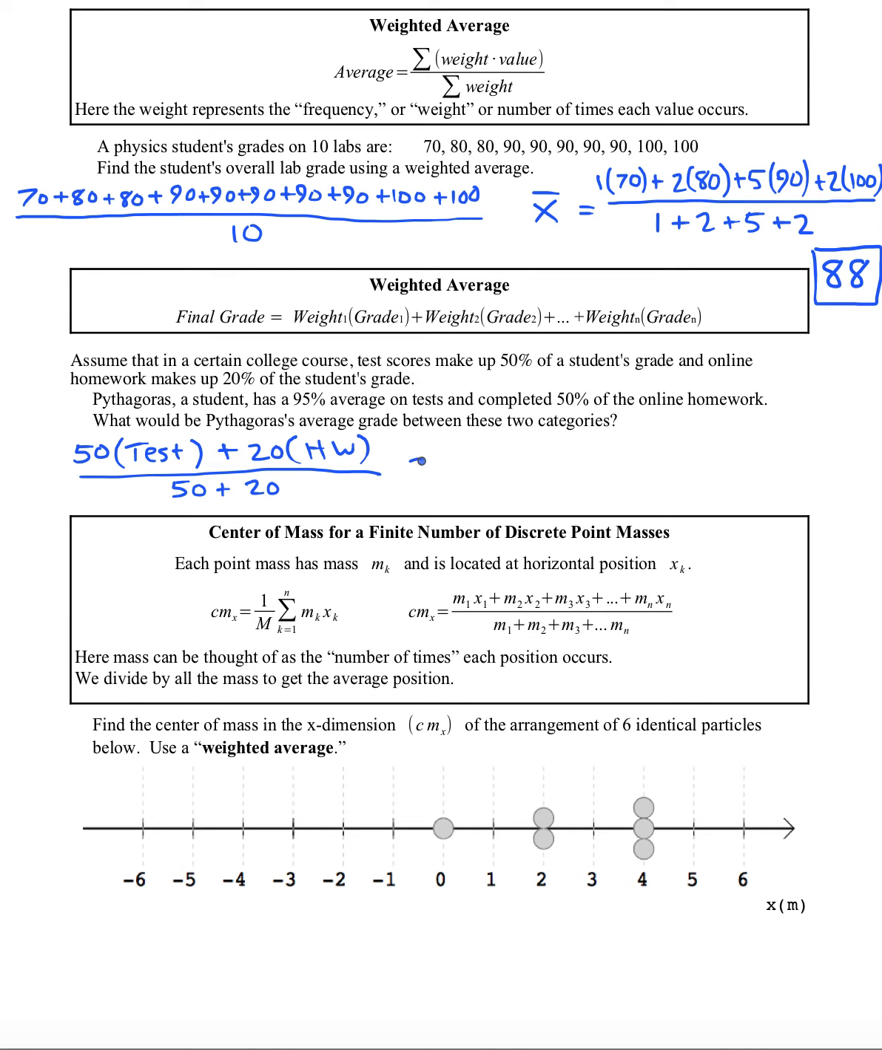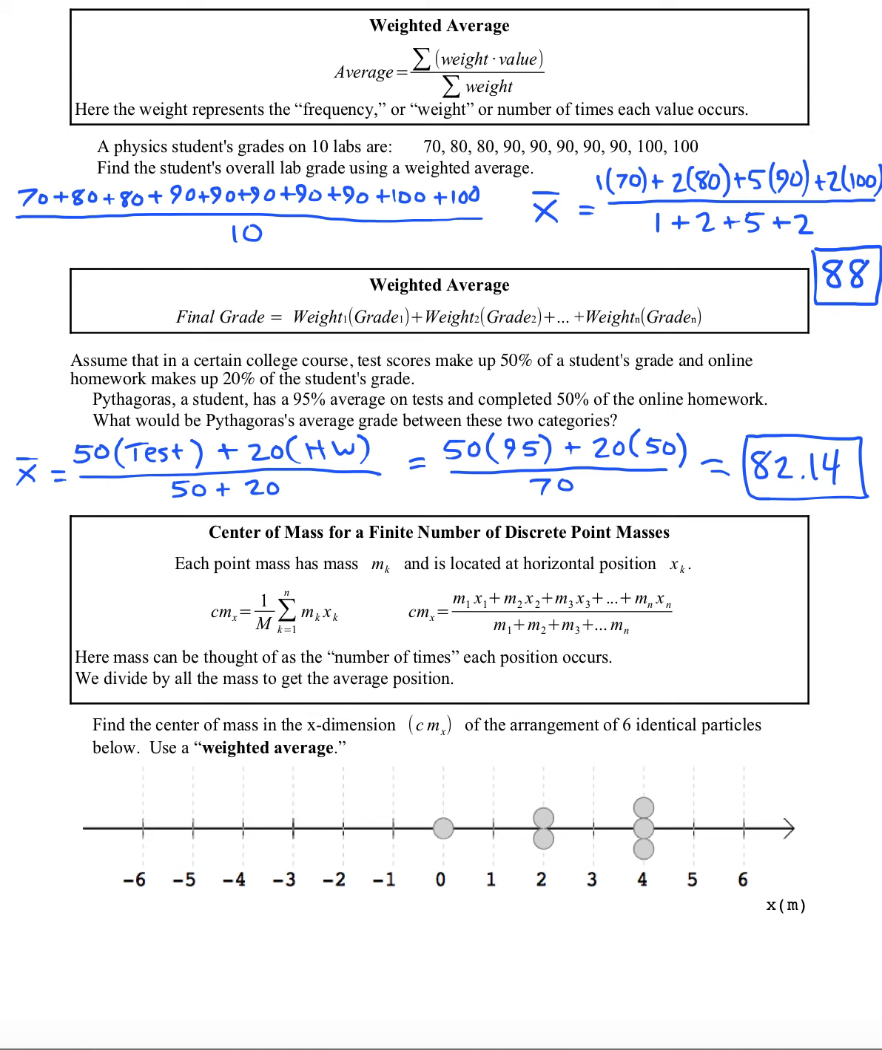So, let's see, we'll get 50 times the 95 average on tests, plus 20 times the 50 average on homework, divided by 70, which is 82.14. That's the weighted average.